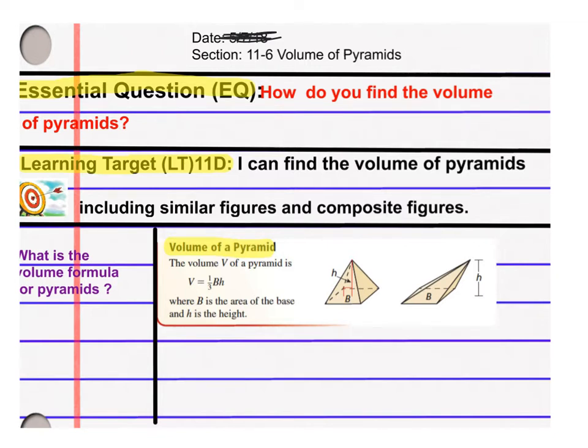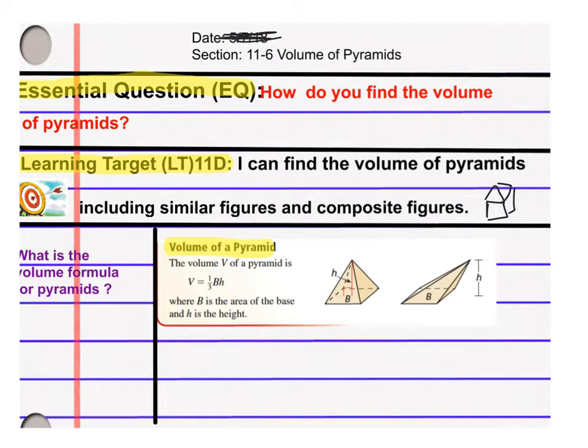And composite figures are kind of like a compound word, like highway, which is made up of high and way. A composite figure would maybe be like a house where you have a cube and a pyramid on top, and it's three-dimensional. So that's a composite figure.